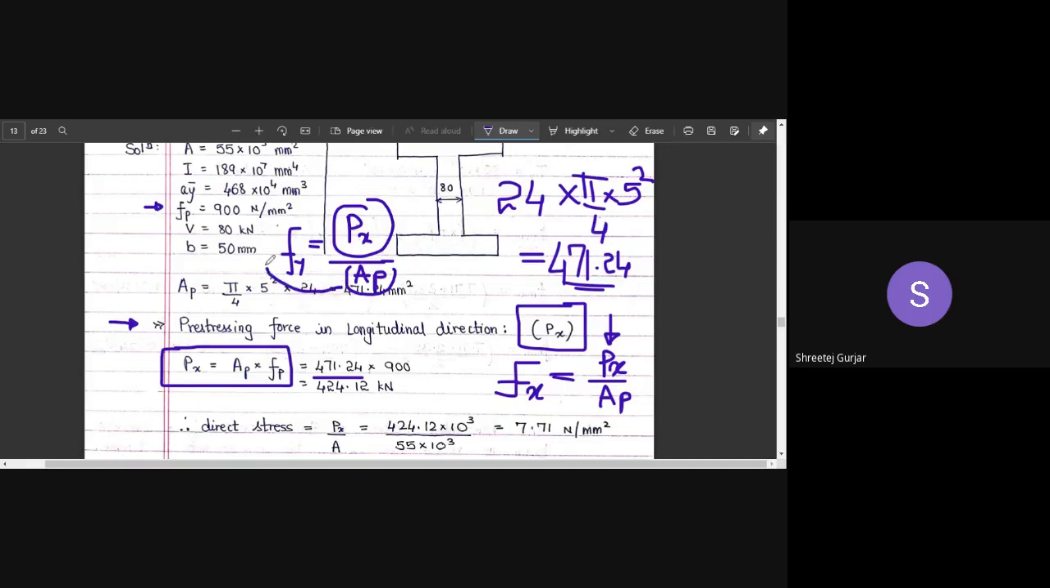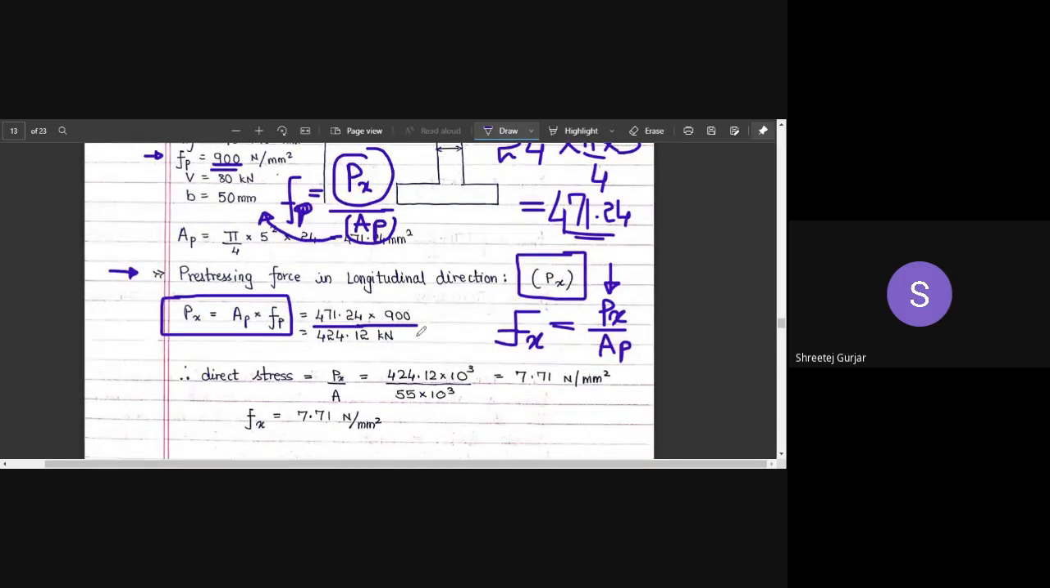So this AP will go on the other side. So AP into FP, not FY, it is FP. FP is given to us, that is 900, right? So you can multiply 471 by 900. That will give you the pre-stressing force in the cable in the X direction.